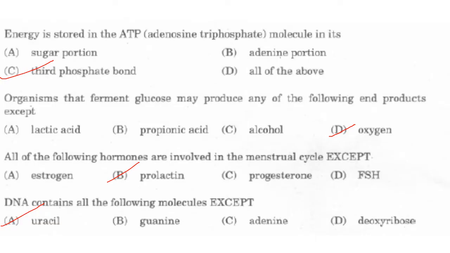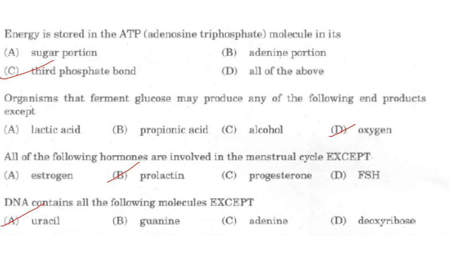Energy is stored in the ATP, adenosine triphosphate molecule, in its third phosphate bond. Answer is option C. Organisms that ferment glucose may produce any of the following end products except oxygen. During fermentation, oxygen is not produced. Alcohol, propionic acid, lactic acid are produced.